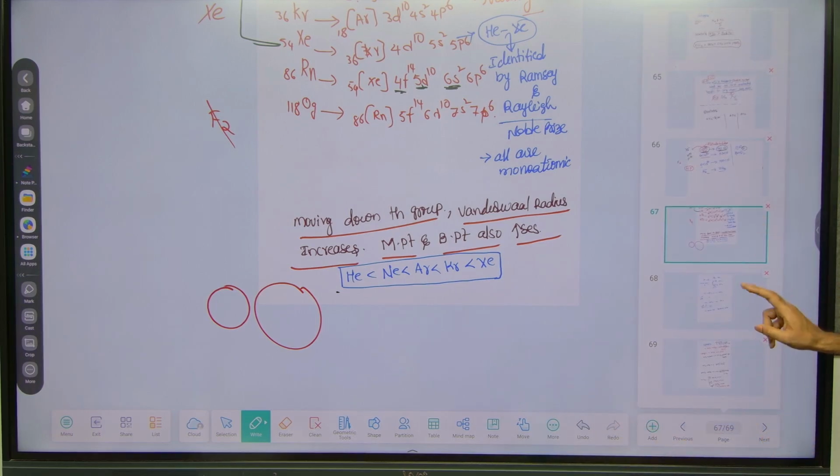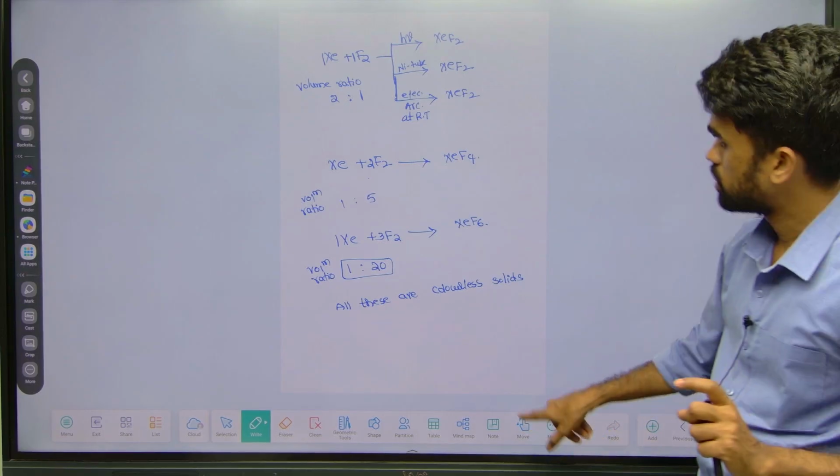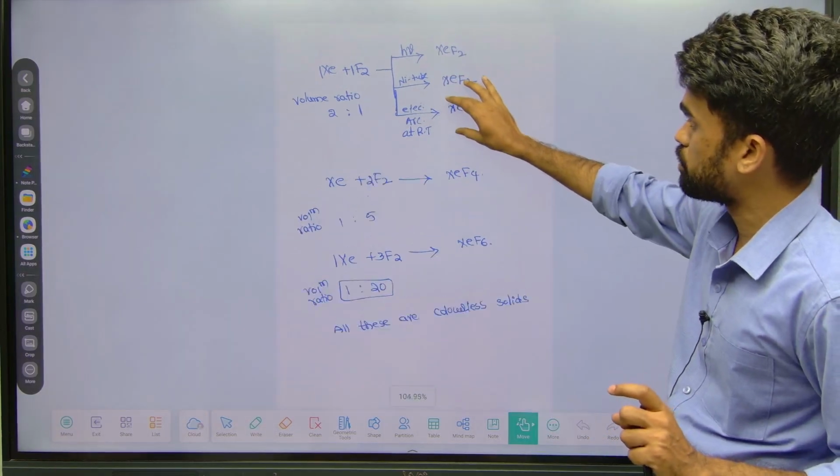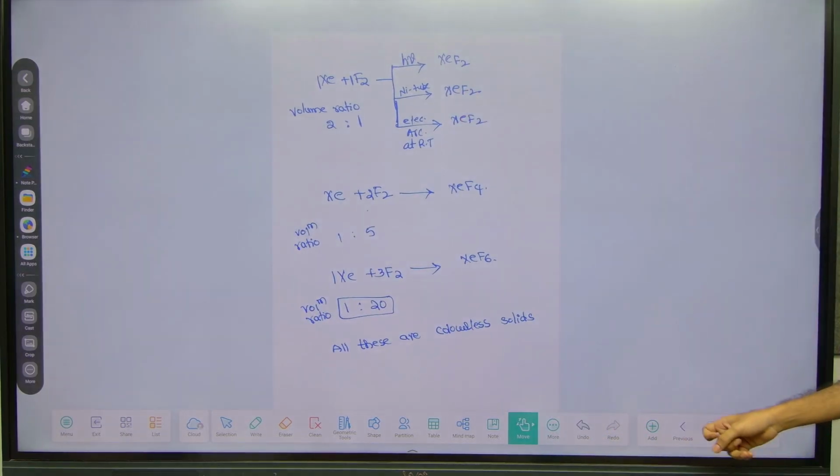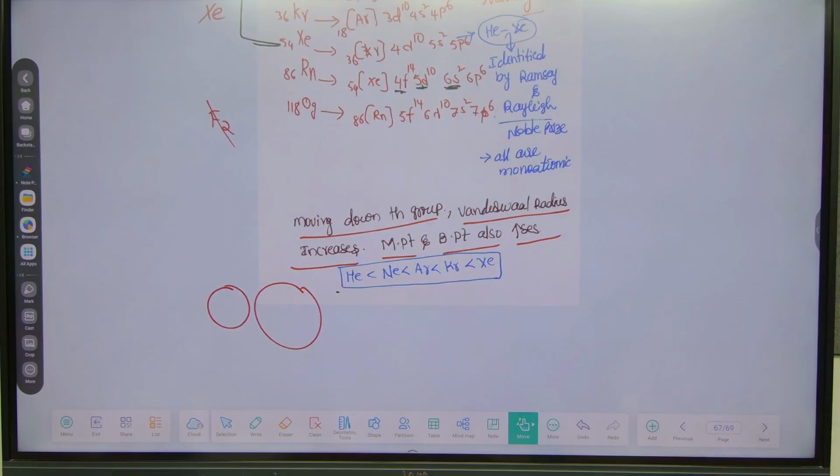Okay, 2 slides last. So these reactions are important again. Write what you want to write. Done?